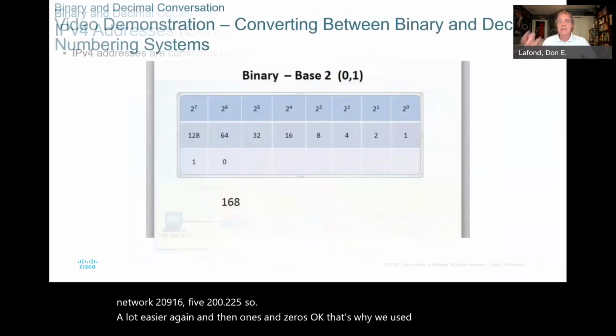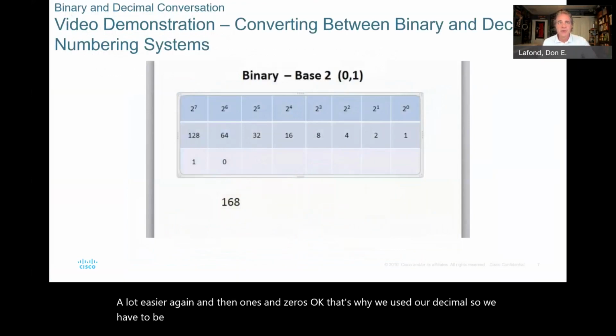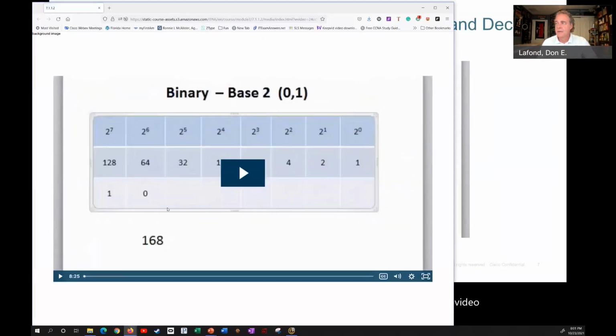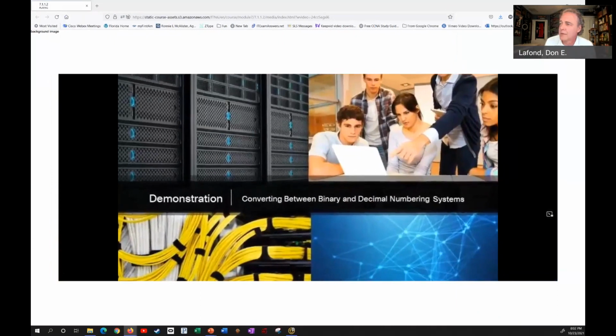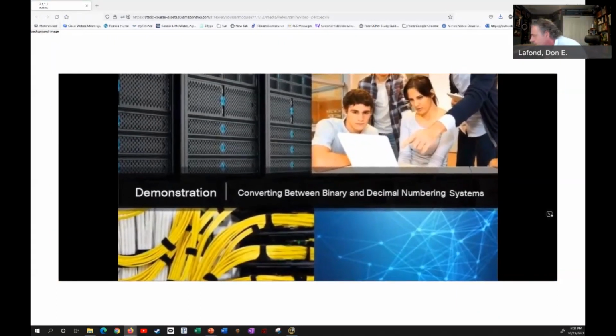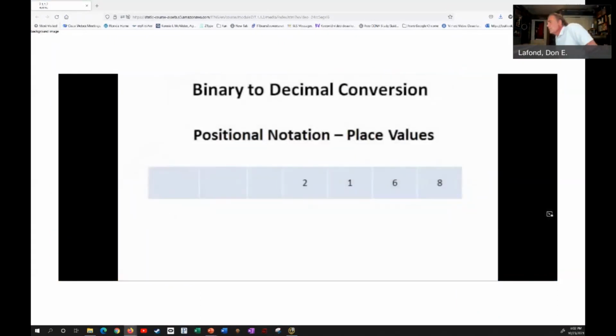So we have to be able to convert between binary and decimal. And so I have a video here that shows this conversion process. In this video, I'm going to discuss binary to decimal conversion. But before I do this, I want to take a look at positional notation, or place values.